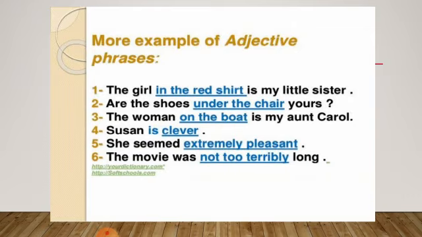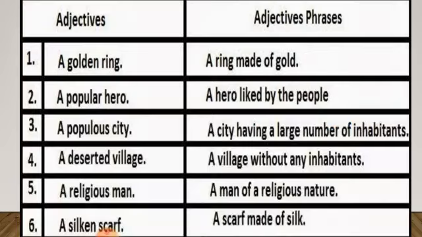Suzanne is clever. She seemed extremely pleasant. See how it modifies. An adjective phrase basically modifies the adjective. Pleasant is an adjective and extremely modifies the adjective. It can be a noun, it can be an adverb, it can be anything, but it will modify the adjective. The movie was not too terribly long. Not too terribly long, so it is an adjective phrase.